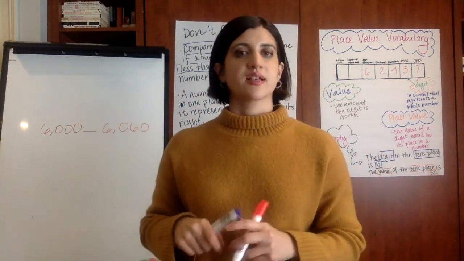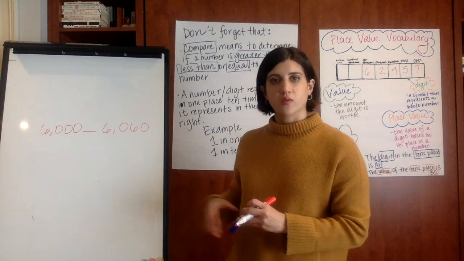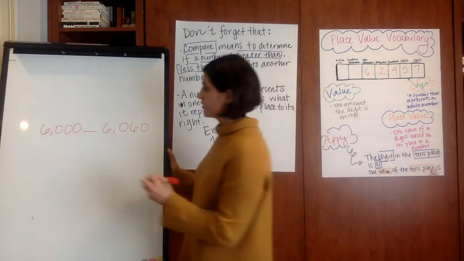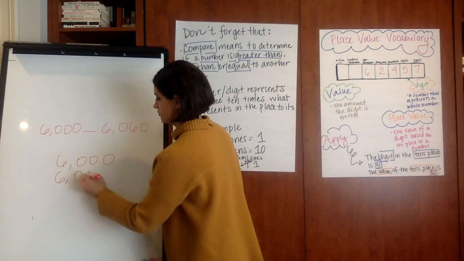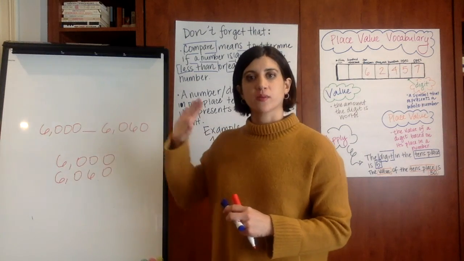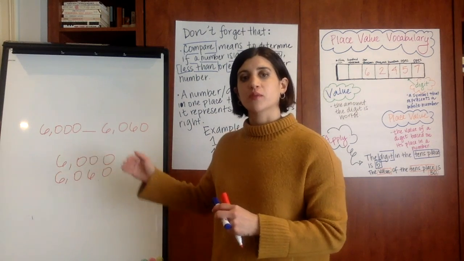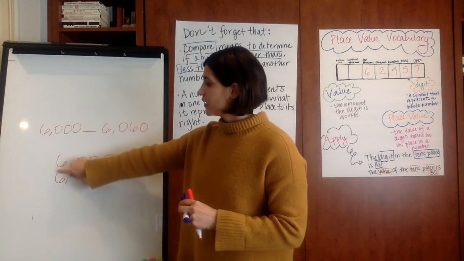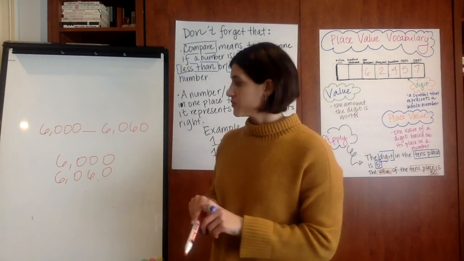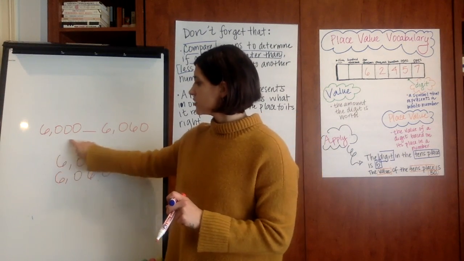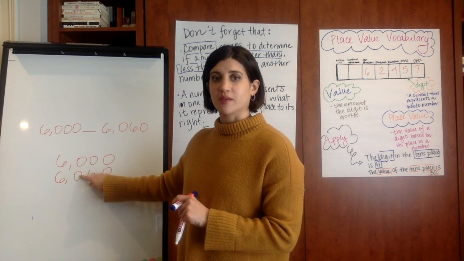So the second one is 6,000 and 6,060. And I'm going to use my strategy again, which is putting one below the other to really be able to compare them. Once again, I start from the left to the right because the digits to the left in the place value are bigger than the ones to the right. And when I look, I am in the thousands place and they both have 6. So that doesn't help me figure out which one is bigger. So now I move on to the one immediately to the right, which is the hundreds, and they both have 0. So that still doesn't tell me which one is bigger.